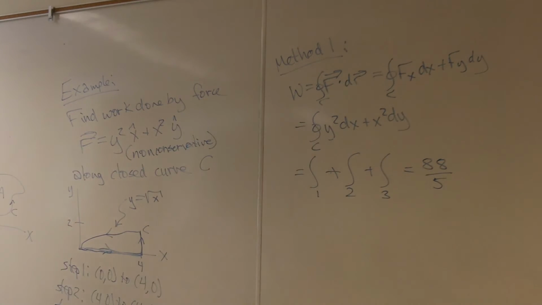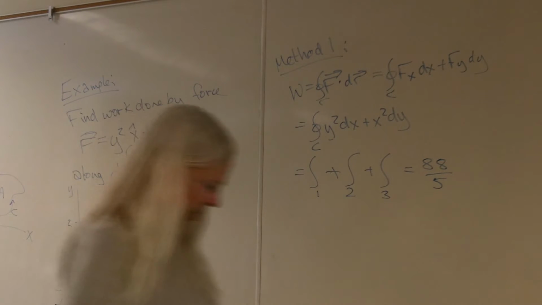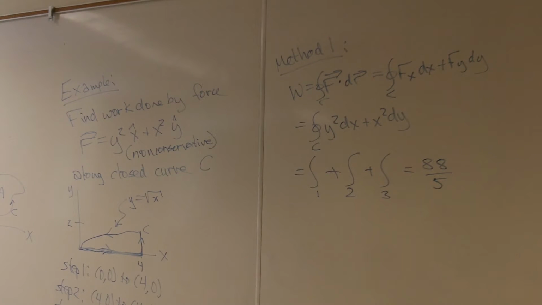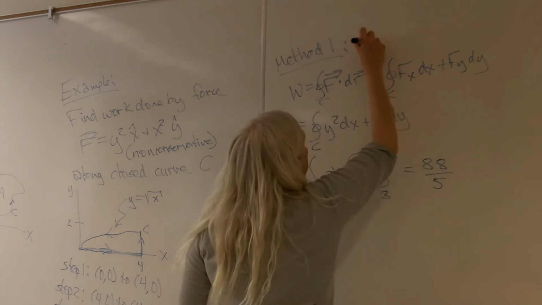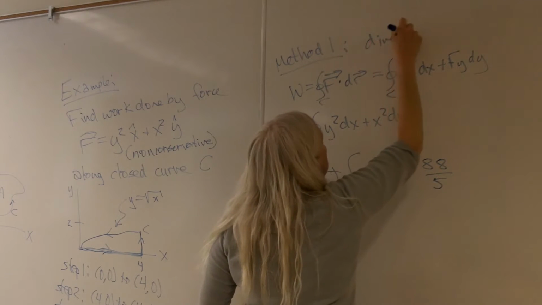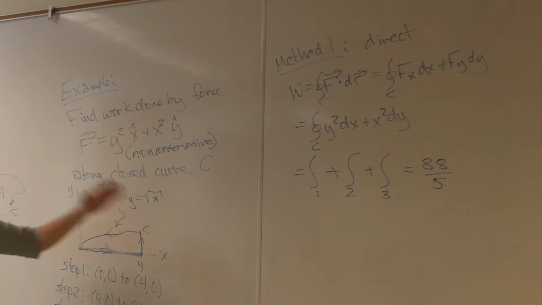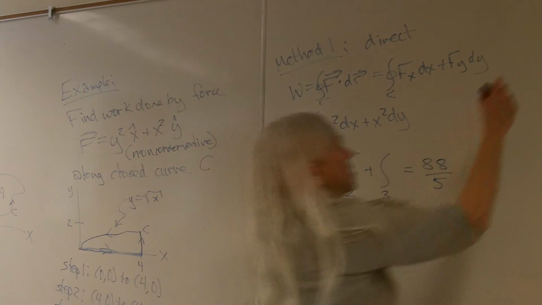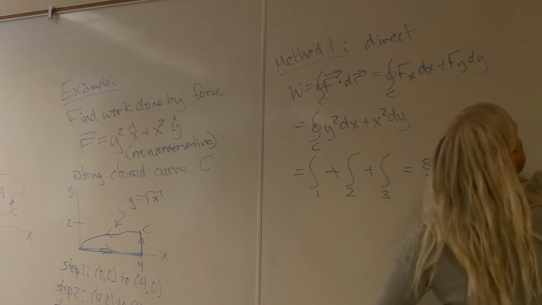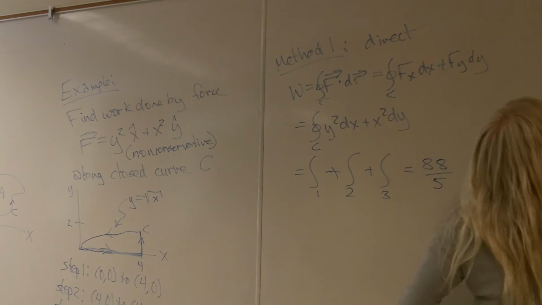Right? So again, I'm not going to repeat all the work. This was, in a sense, a direct method. We found the work directly as the integral, the dot product of a force and a displacement, and just did that line integral directly. Our second method, this is the one we didn't have time for last time, will be to use Green's theorem.